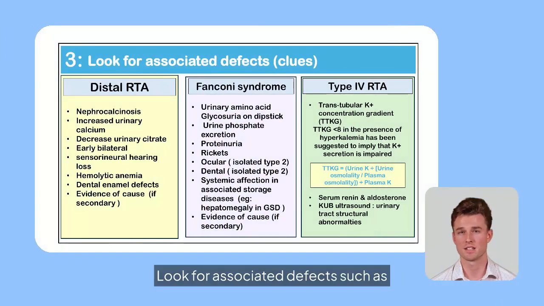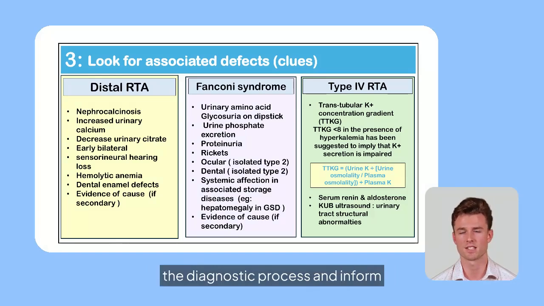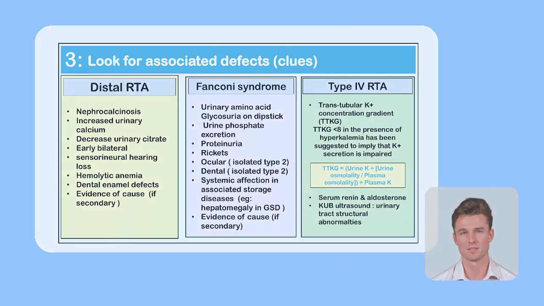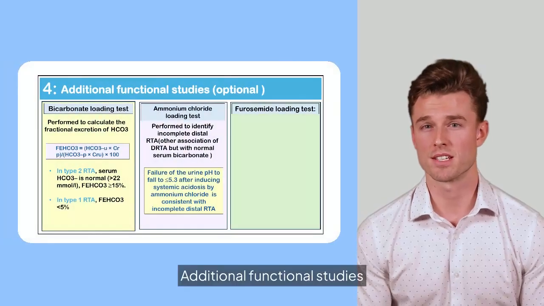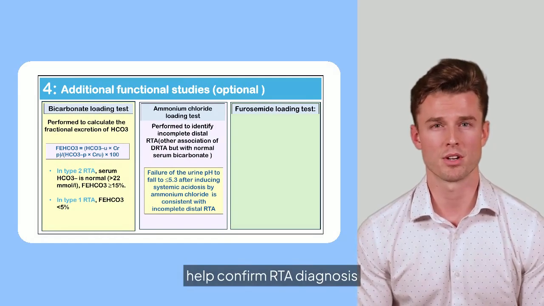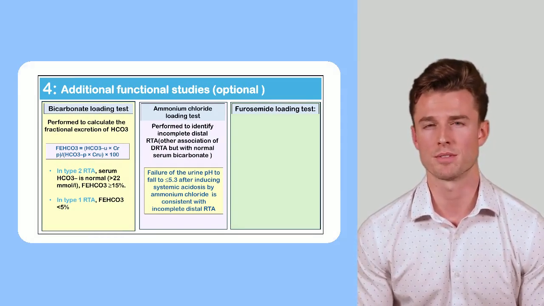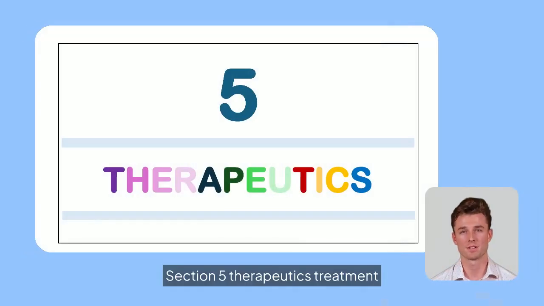Look for associated defects such as nephrocalcinosis, Fanconi syndrome, and type IV RTA indicators. These clues can guide the diagnostic process and inform treatment strategies. Additional functional studies like bicarbonate and ammonium chloride loading tests can help confirm RTA diagnosis and assess the completeness of distal tubular function.